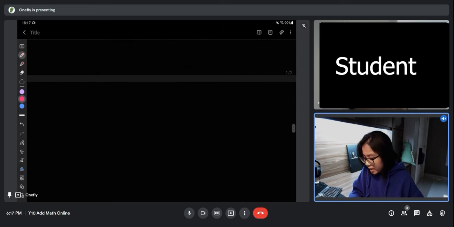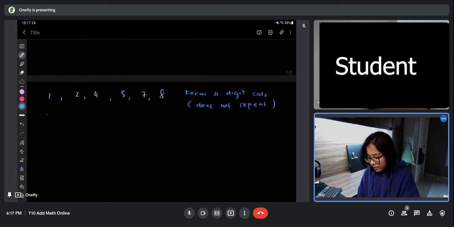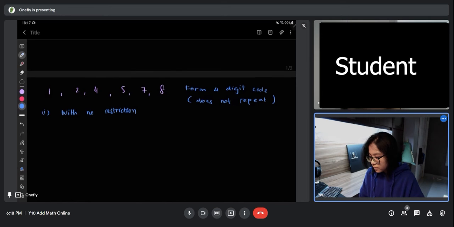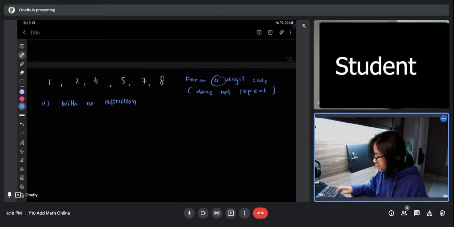Okay, let's say I have 6 digits: 1, 2, 4, 5, 7, 8. From these 6 digits, I want to form 4-digit codes, and digits do not repeat. First, let's find the total possible arrangements with no restrictions. 6 factorial. Are you sure 6 factorial? I only want 4-digit numbers. Oh yeah, 4 factorial.